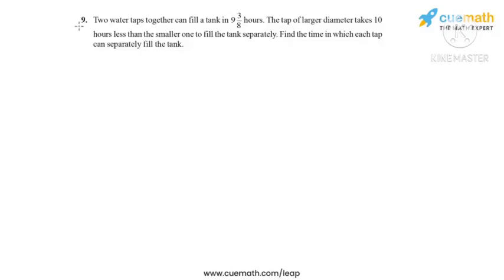In question 9 of this exercise, the problem statement says, two water taps together can fill a tank in 9 and 3 by 8 hours. The tap of the larger diameter takes 10 hours less than the smaller one to fill the tank separately. Find the time in which each tap can separately fill the tank. So this problem is actually a very interesting problem, and it may also seem to be somewhat difficult. But the trick is to figure out how to set up an equation in the unknown. So before we do that, let me show you a visual to help you think better.